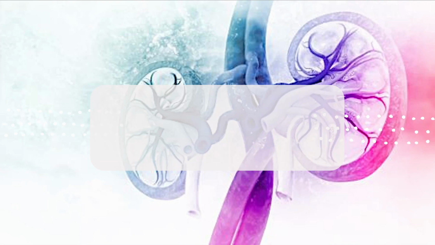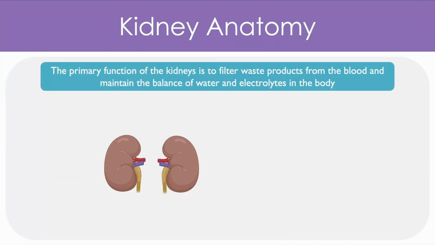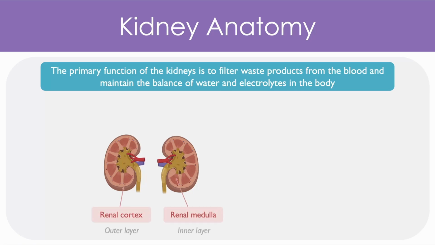Today we're going to be taking a look at glomerular filtration as part of the renal series. To understand this topic, we first have to take a step back and understand the basic anatomy of the kidneys. As you may remember, we have two kidneys, and if we take a cross-section, we can see that each kidney has an outer layer called the renal cortex, as well as an inner layer called the renal medulla.